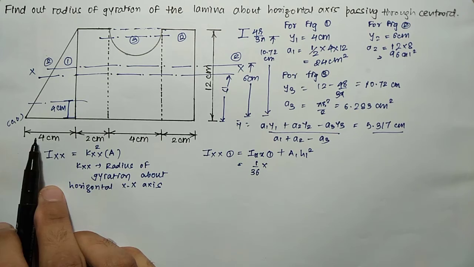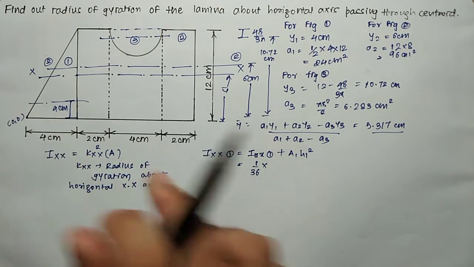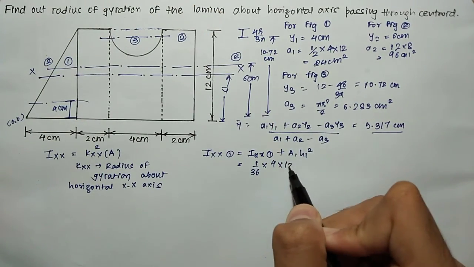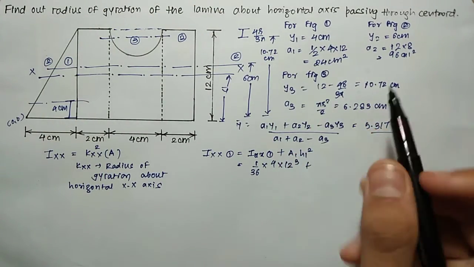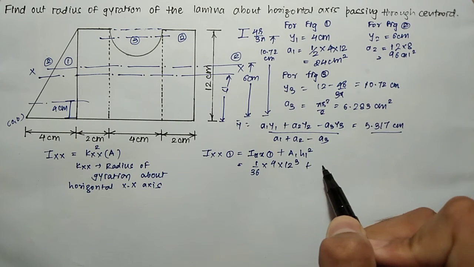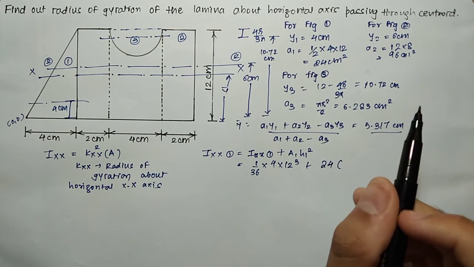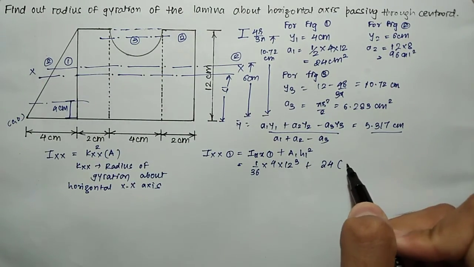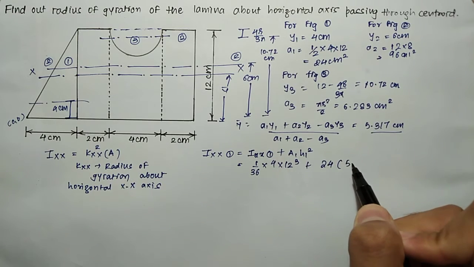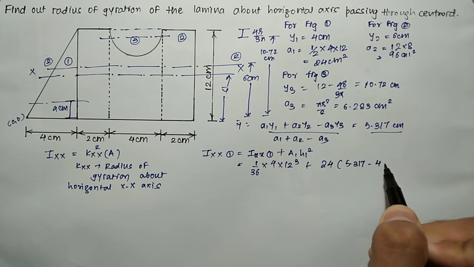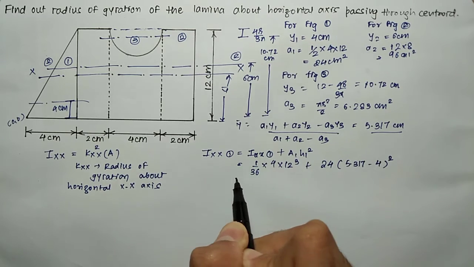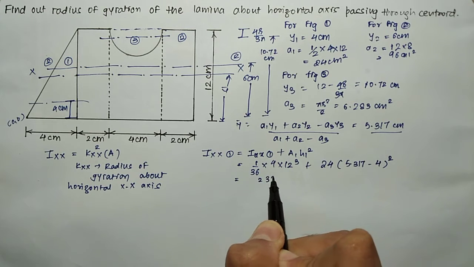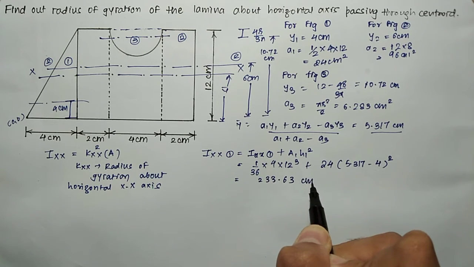So b is nothing but a parallel dimension. Parallel to this axis there is a dimension of 4 centimeters. So 4 into d cube, that is 12 cube, plus A1 that we have determined is 24 centimeter square. So 24 into h1 square, that is the distance between these two axes, and it is nothing but y bar minus y1. So y bar is nothing but 5.317 centimeter minus 4 centimeter whole square. Okay, so we would be getting the value of Ixx1 as somewhat 233.63 centimeter raised to 4.